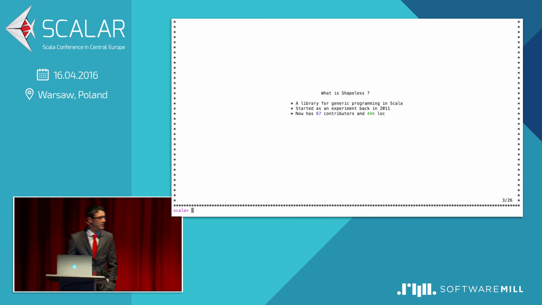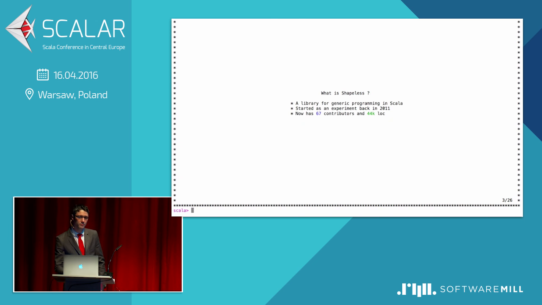So what is Shapeless exactly? It's a Scala library for generic programming. It was started 5 years ago by Miles Sabin, and now it has about 70 contributors and about 40,000 lines of code.